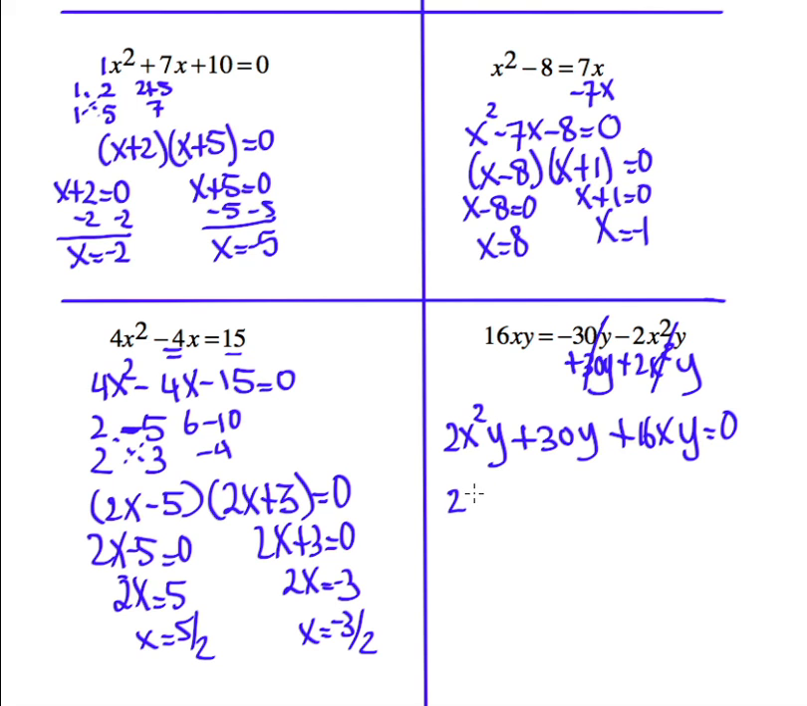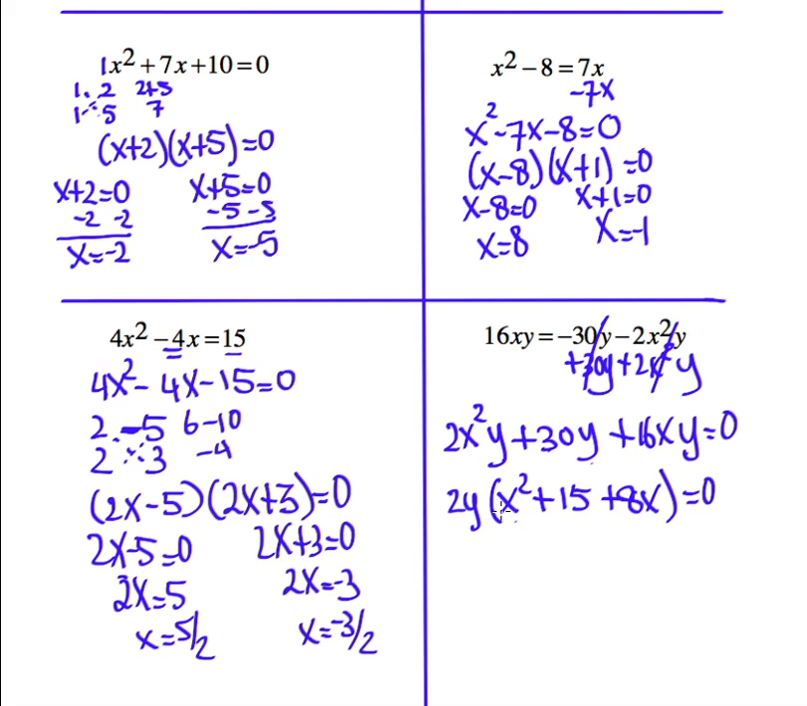Okay, now let's check. Do they have any numbers in common? Well, they all have a 2. And they all have a y as well. So 2 y's in common. 2 divided by 2 is 1. The x squared is still here, the y is gone. 30 divided by 2 is 15. The y was factored out. And 16 divided by 2 is 8. The x was not factored out, but the y was.